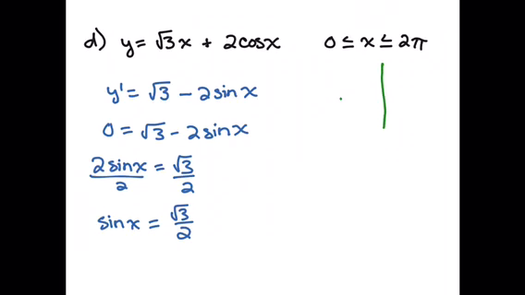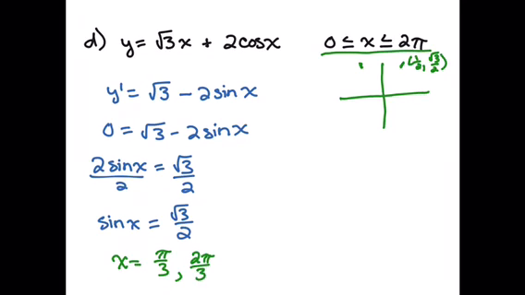Now, we need to find the x values that make this true, and we're given a domain going from 0 to 2 pi. So I need to go around the unit circle one time and find the x values that work for this. Well, square root of 3 over 2 for sine is up here at pi over 3. Sine is also a positive square root of 3 over 2 in the second quadrant, so that would be at 2 pi over 3.